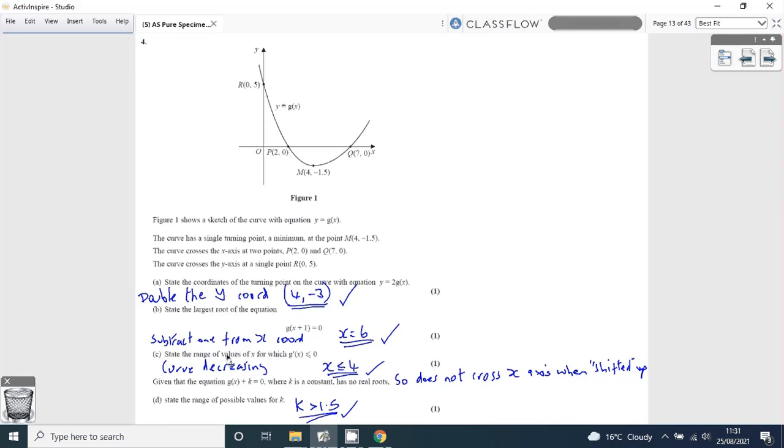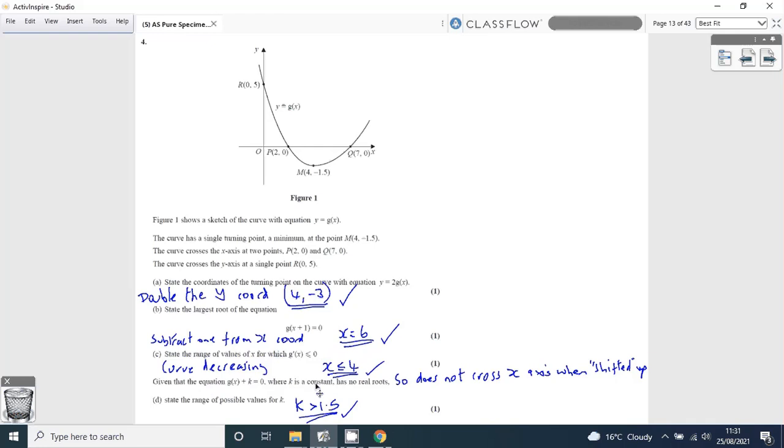Okay, because it says the range of values where it's less than or equal to 0. So do include the less than or equal to sign, because it does include the stationary point itself when the gradient is 0.